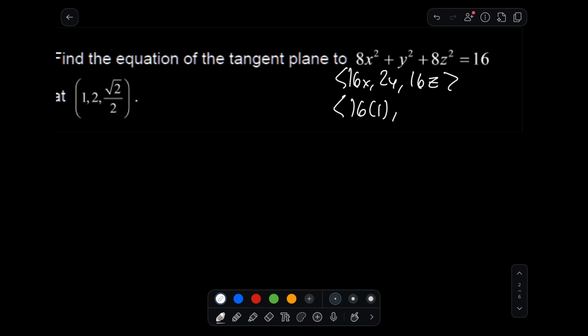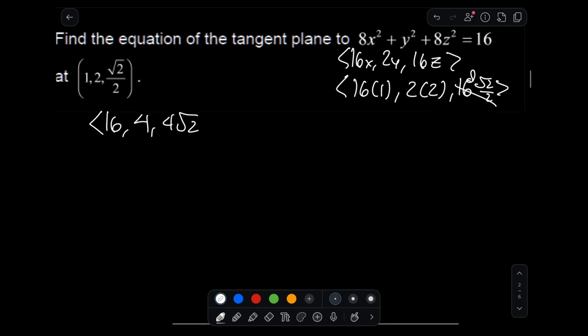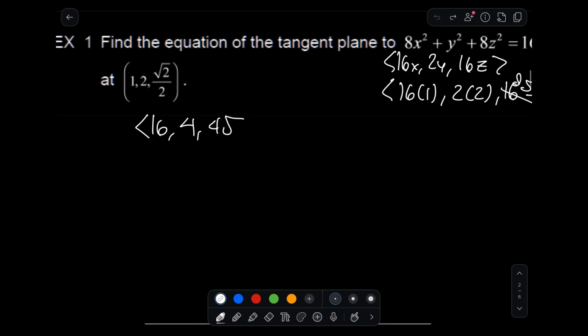16 times 1, 2 times 2, and then it's going to be 16 times root 2 over 2. That just becomes 8 root 2 over 2. So then we're going to get 16, 4, 4 root 2. No, not 4 root 2. It's going to be 8 root 2, excuse me. 8 root 2. Dotted with this right here.